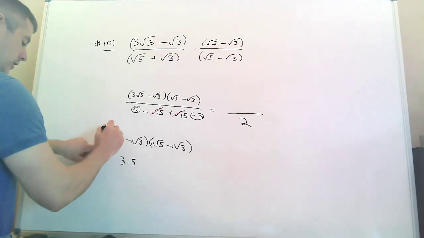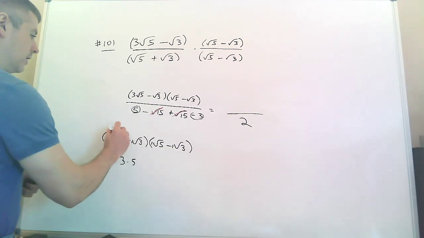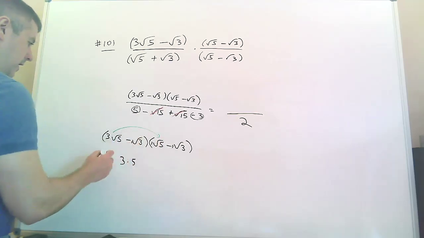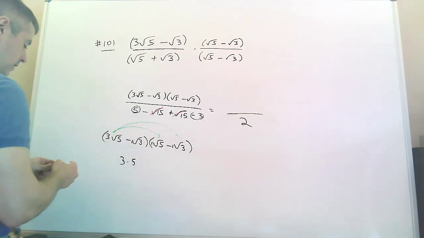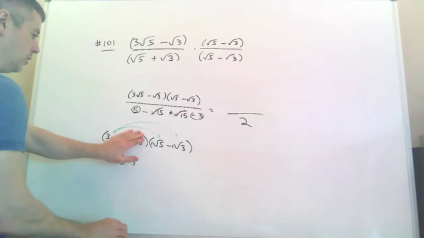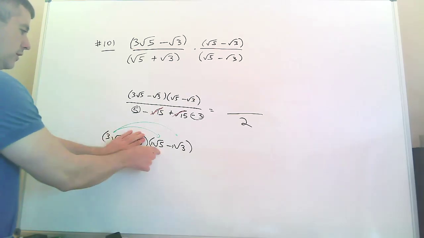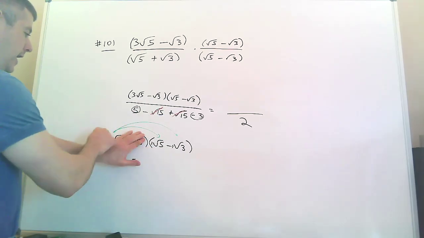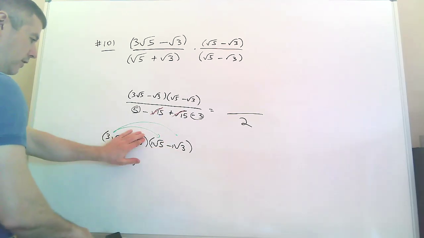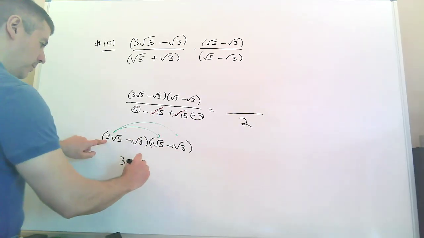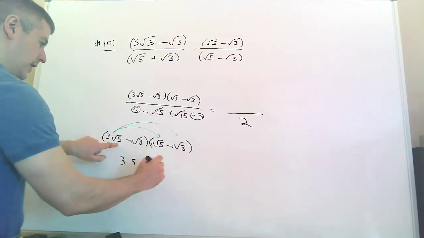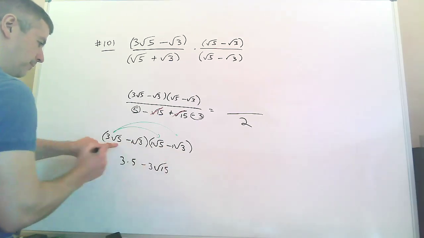So I did my first. Let's make the arrows. So I did the first. Now I have to do the outer, right? You're just doing your FOIL. Distribute one thing at a time. I did 3 radical 5 times radical 5. Now I have to do 3 radical 5 times negative radical 3. So I have 3 times negative 1. Radical 5 and radical 3 is radical 15.